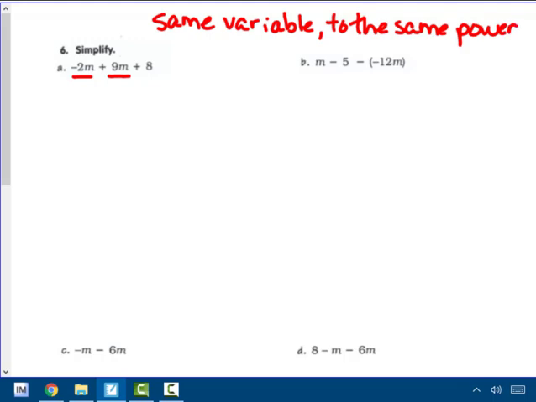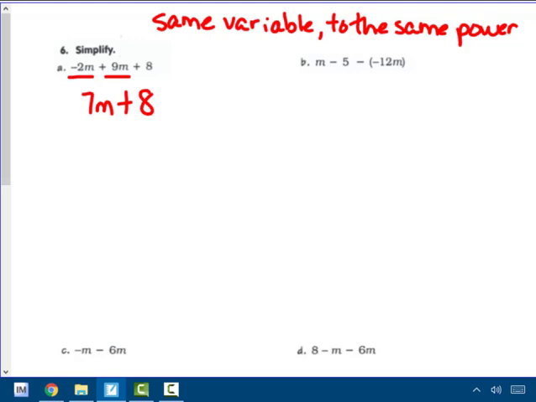So these are all m to the first. We don't put the first powers on them. If it's a second power, you would see m squared, but so it's just m to the first. They are like terms. We can add or subtract them using our integer rules. Different sign, subtract, because that's -2 and +9. So different sign, subtract, 9 take away 2 is 7. Take the sign of the larger number, 7m. Plus 8. That's as simplified as that gets.